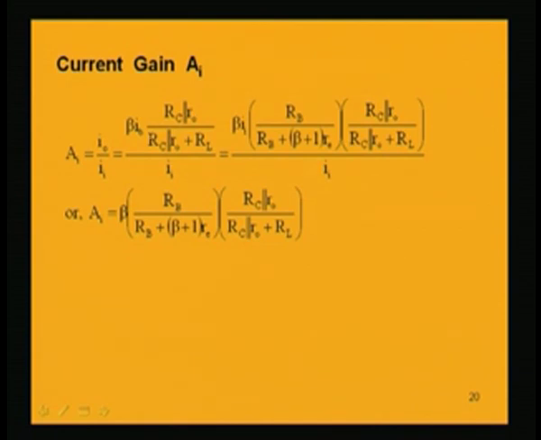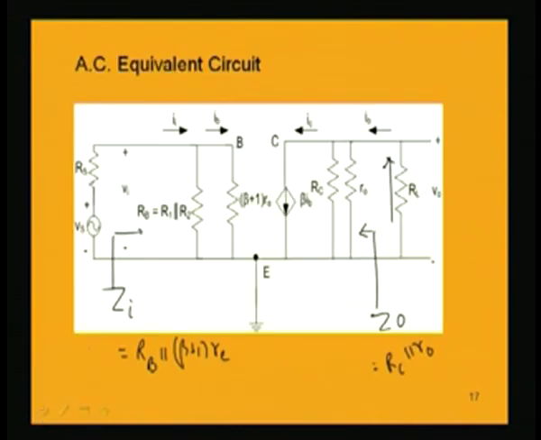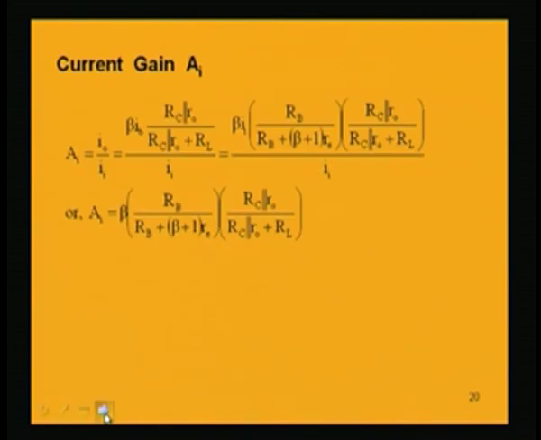Now, again we can express this IB as II into RB by RB plus beta plus 1 RE, because that is the part of the current which is flowing through this beta plus 1 RE, that is the base current. So, out of the input current II, a part is flowing through this beta plus 1 RE. So, that is nothing but II into RB by RB plus beta plus 1 RE. Instead of IB I am writing II into RB by RB plus beta plus 1 RE, others are the same.